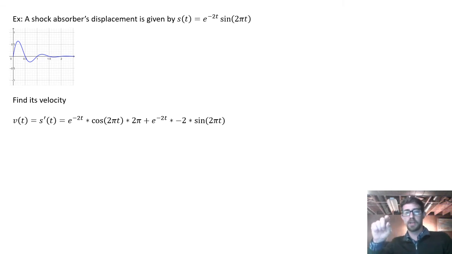Then it's plus the derivative of the first, which again, the chain rule is going here. So the derivative of e to the negative 2t is e to the negative 2t times the derivative of negative 2t, which is negative 2. And then just times a copy of the second function, which is sine of 2 pi t.